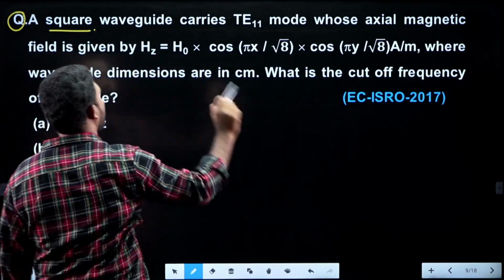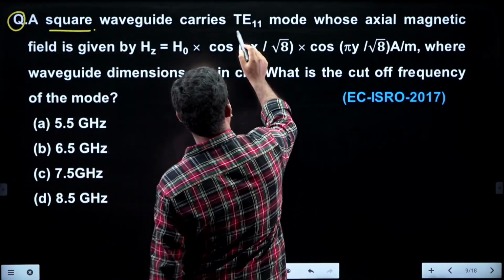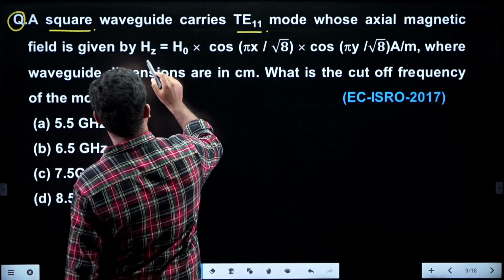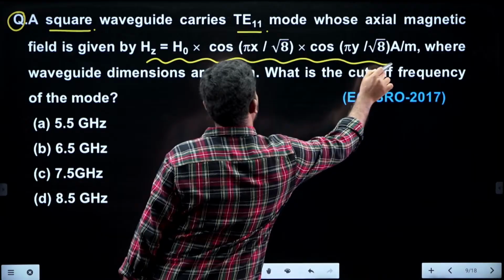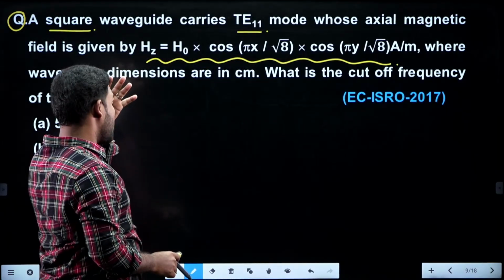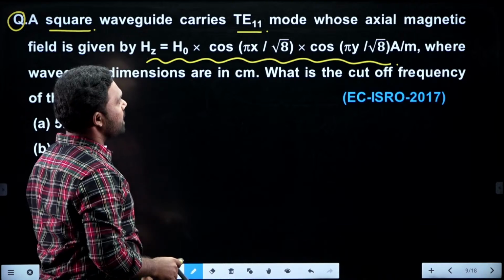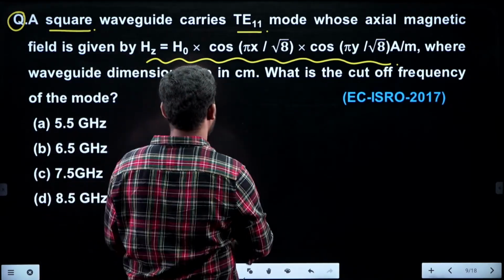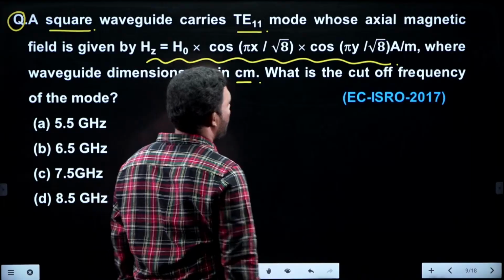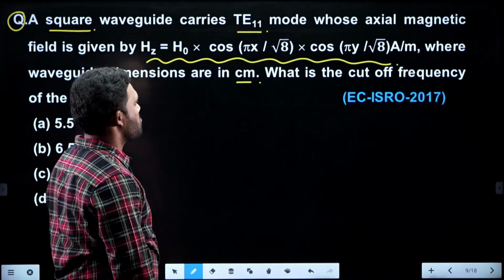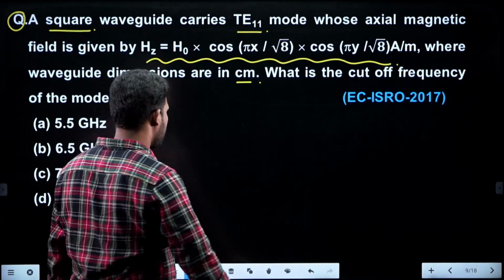A square waveguide carries TE11 mode, whose axial magnetic field is given by Hz is equal to H naught cos pi x by root 8 cos pi y by root 8 ampere per meter, where waveguide dimensions are in centimeters. What is the cutoff frequency of the mode?